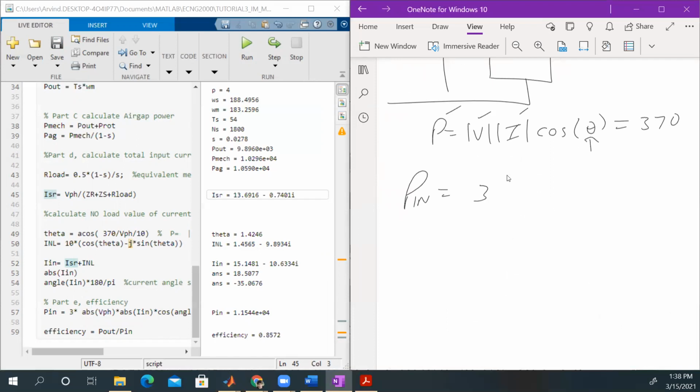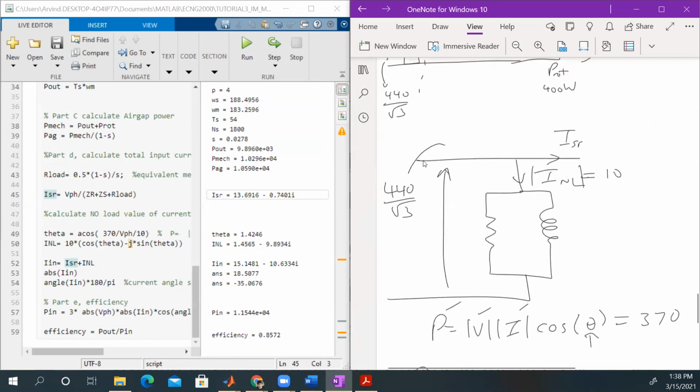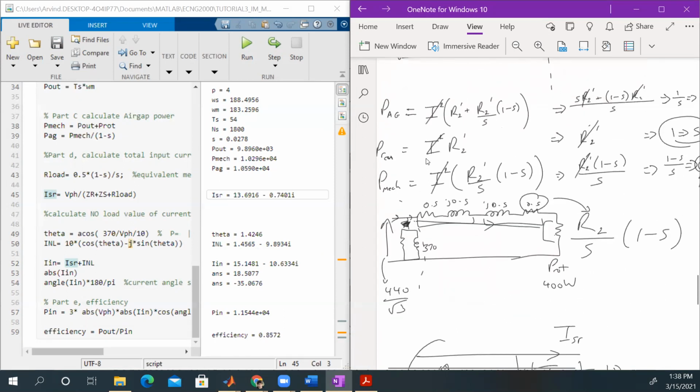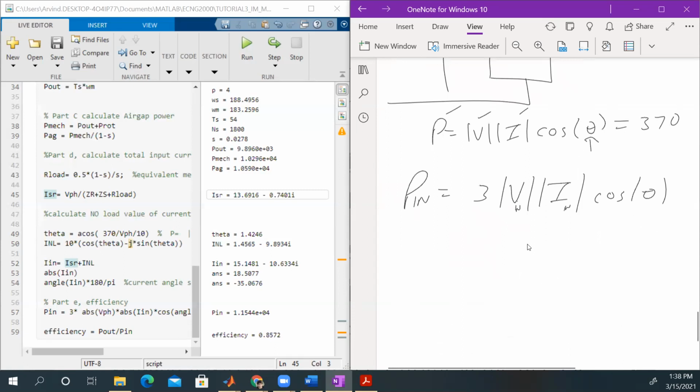So P in is equal to 3 times V I cosine theta. This is V in I in, right? So this is at this point here, with this voltage and this current. Good. So we worked out what I in was. We have V in. We know what theta is here now.